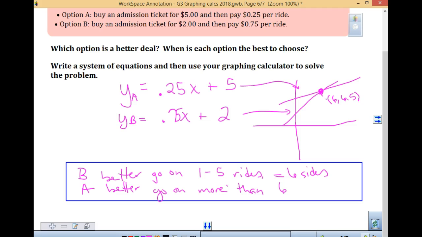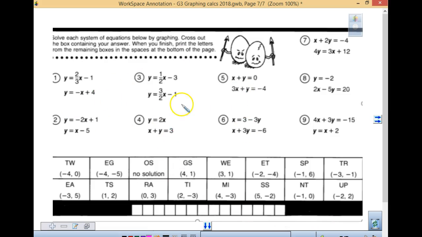So yesterday you had your graph paper. Tonight you are doing this problem. So I gave you G3 graph paper to do this on.